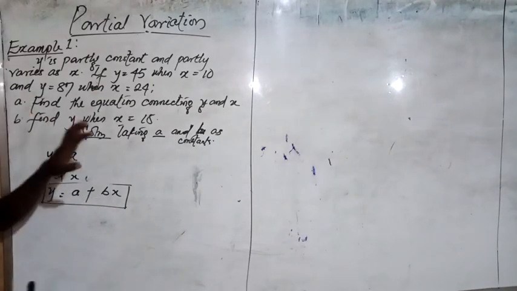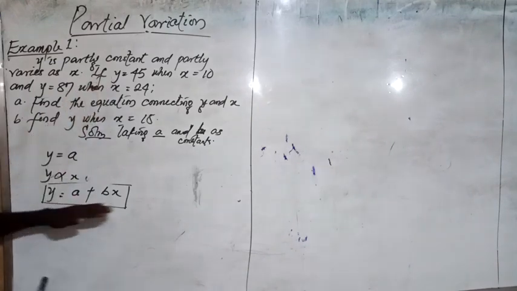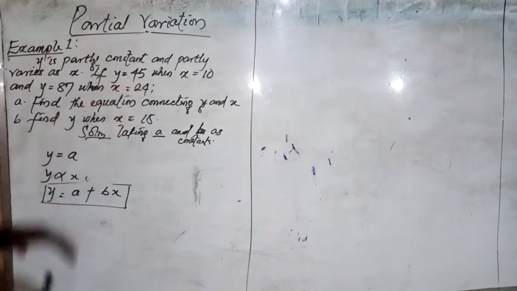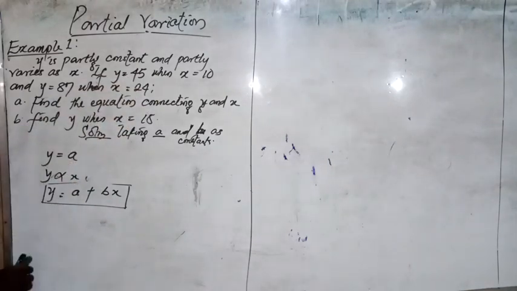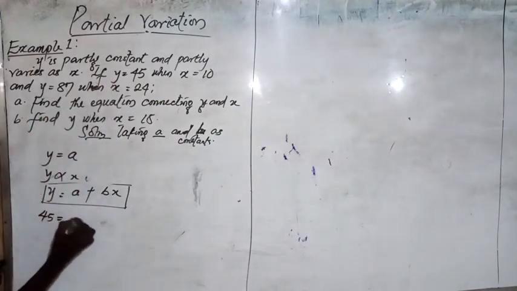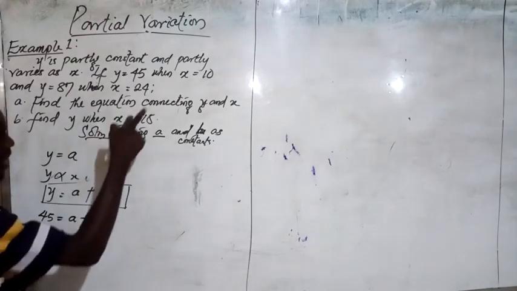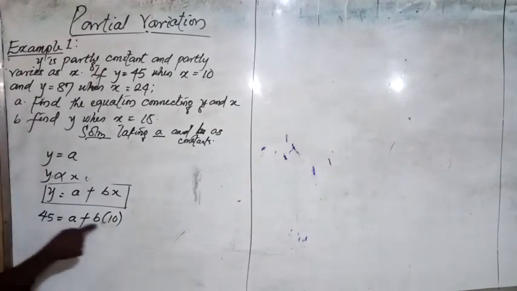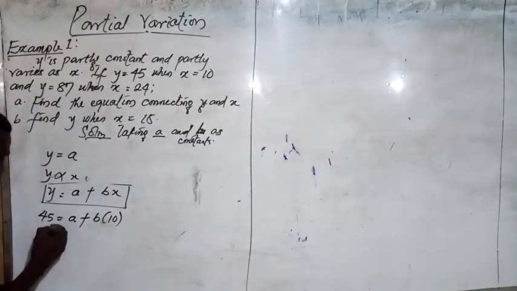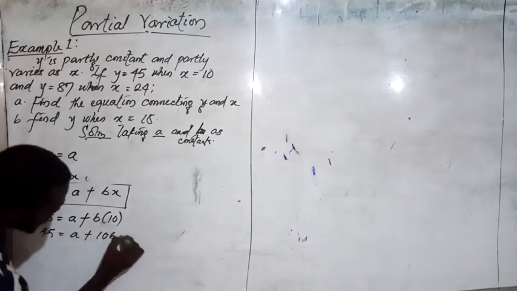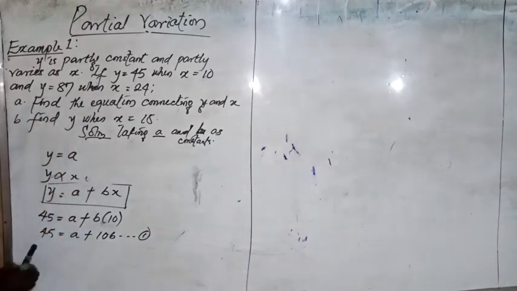So let's continue interpreting the question. Having gotten this, we can now go on to fixing our values. If y is equal to 45, we now plug in y. That is why it is essential to first get the grand equation. So we fix y, which is 45, equal to a plus x, which is 10, b into brackets 10. Our aim is to actually get what these constants are. So we have 45 equal to a plus 10b, and this becomes our equation 1.